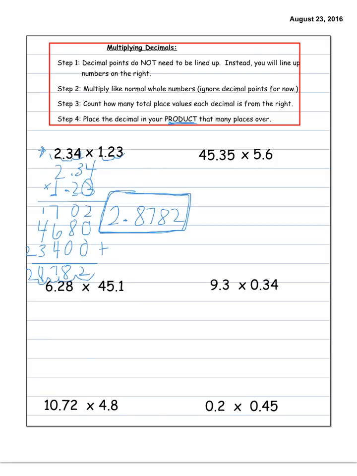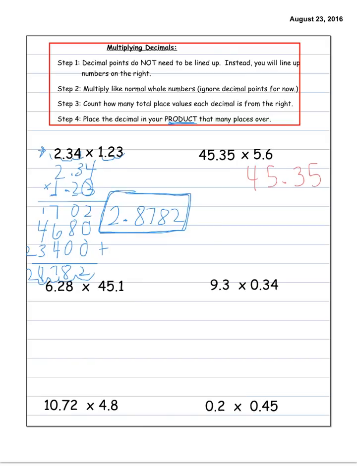Okay, let's take a look at this next one. We have 45 and 35 hundredths, and we are multiplying it by 5 and 6/10. So step 1, we do not need to line them up. This one is an example of where they will not line up.